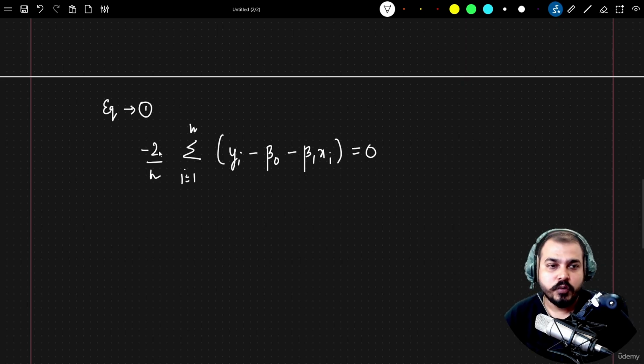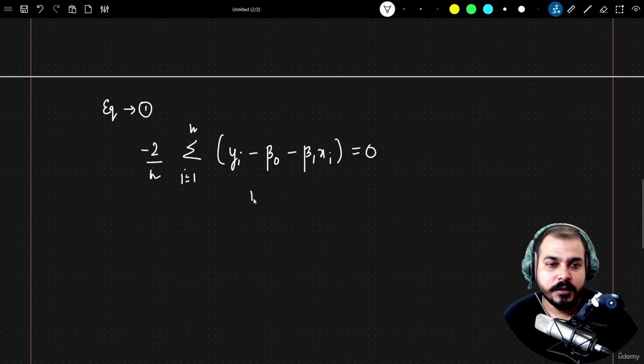Now let's consider this 2. I'm just taking this equation. This is my equation 1 and we'll try to calculate what beta 0 or beta 1 will be, okay? Now in this equation, when I take this 2 below and put it in the denominator, it will be 0 by 2, then obviously I'm going to get 0. And if I take it up, it is obviously going to be 0.